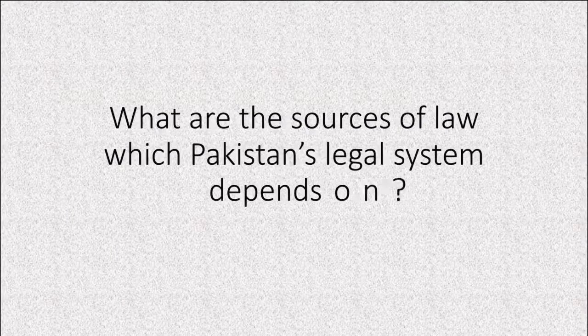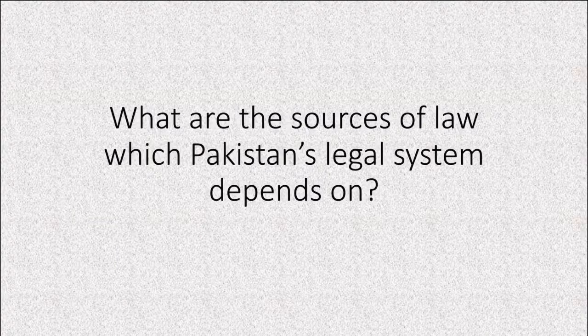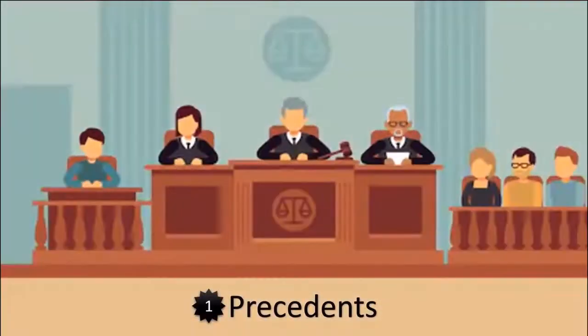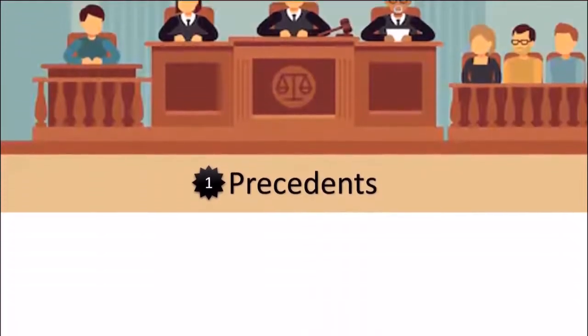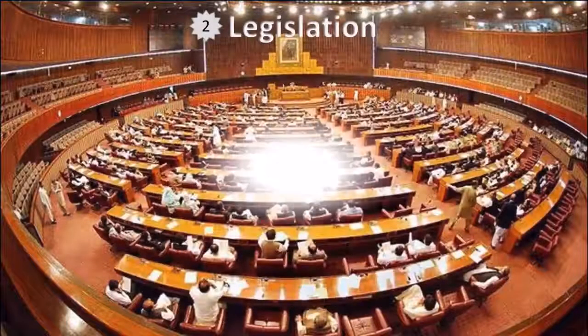Now, what are the sources of law which Pakistan's legal system depends on? Pakistan's legal system depends largely on precedents, in which the superior judiciary creates decisions binding to the subordinate judiciary. Secondly, on legislations, in which a bicameral parliament sets the laws.